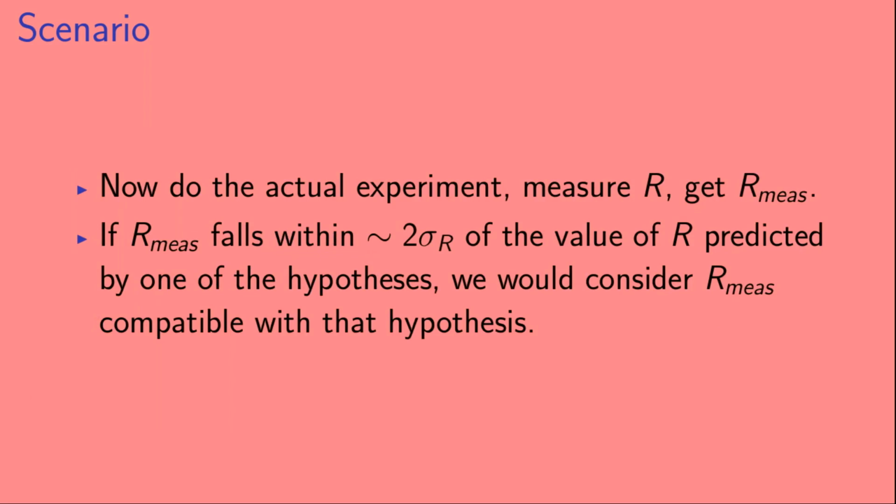Okay, so now we're going to do the actual experiment. We're going to measure R, and we're going to actually get R measured. If the value of R measured falls within, say, 2 sigma R of the value of R predicted by one of the hypotheses, we would consider the measured value R measured to be compatible with that hypothesis.